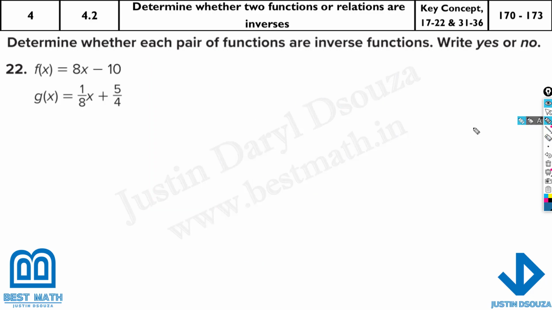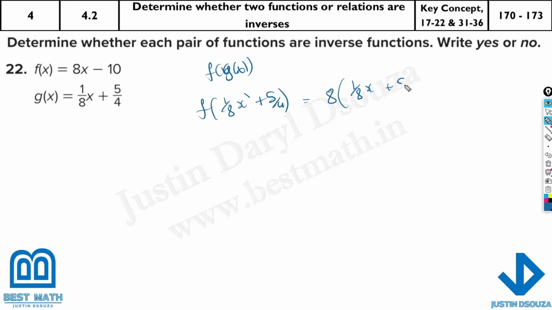And how about this one here? Same thing, f of g of x. And here it'll be f of 1/8 x plus 5/4. That's going to be 8 times (1/8 x plus 5/4) minus 10, and that's going to be x plus 10 minus 10. Yes, this is correct. It is inverse of each other. I'll do the same thing with the other function as well, g of 8x minus 10.